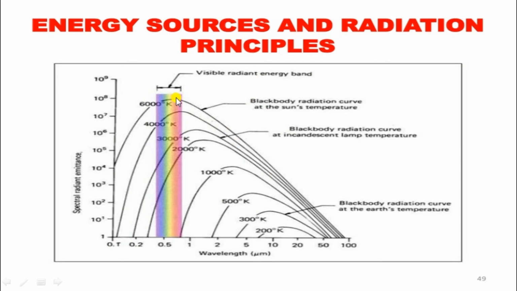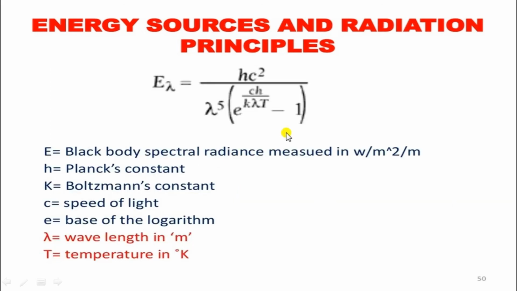The visible radiant energy band is generally shown across the different wavelengths. 0.5 to 0.7 is the visible radiant energy band. At 6000 Kelvin, it radiates at 0.5 micrometer. At 200 Kelvin, it radiates at 1 micrometer, and at 0 Kelvin, here is the 0 Kelvin graph, it cannot emit any type of energy. So if the temperature rises, the black body radiation also rises.